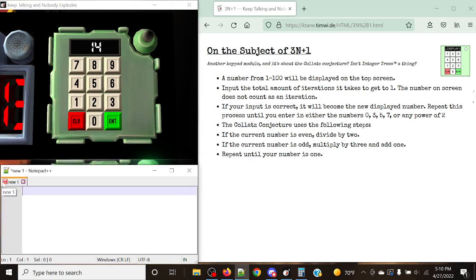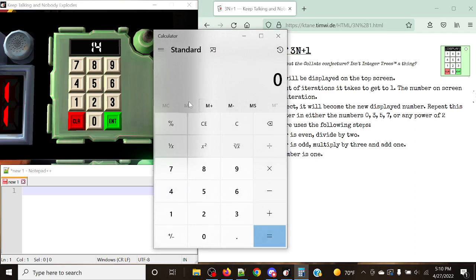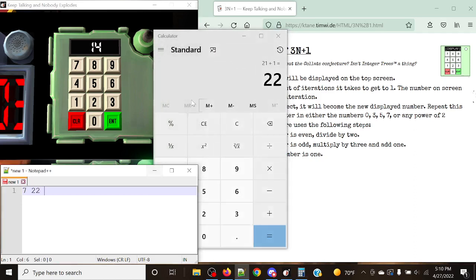14 iterations. Alright, starting off with an even number. That's promising, but of course anything can happen. So 14 divided by 2 is going to be a 7. Multiplying you by 3, and then adding 1 is going to be 22. Dividing you by 2 is going to be an 11, then we're going to get a 34. We've gone down this exact same path.